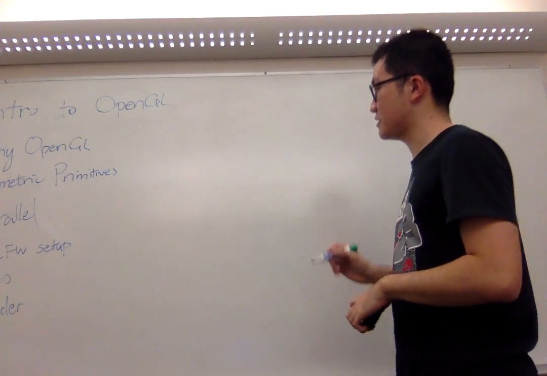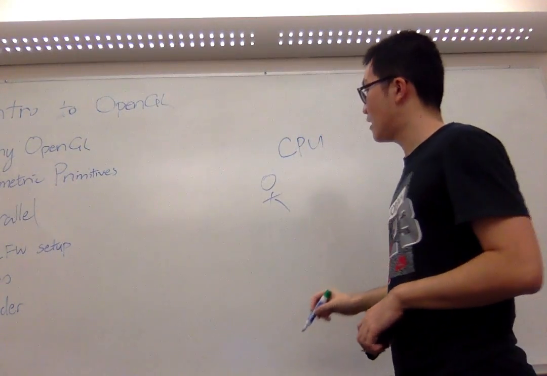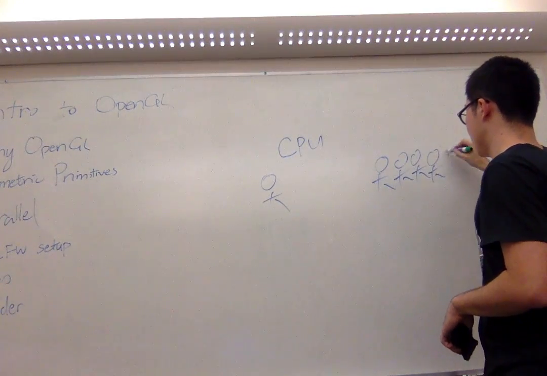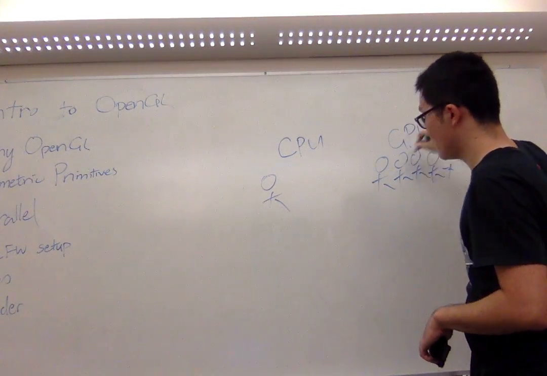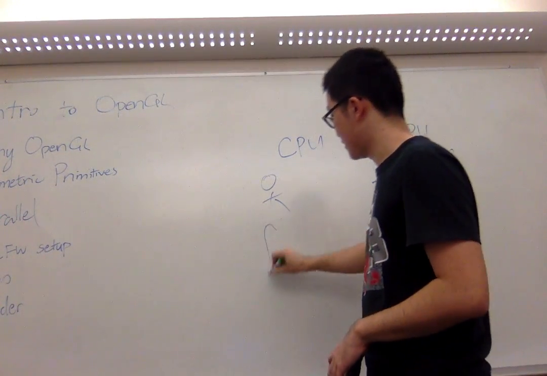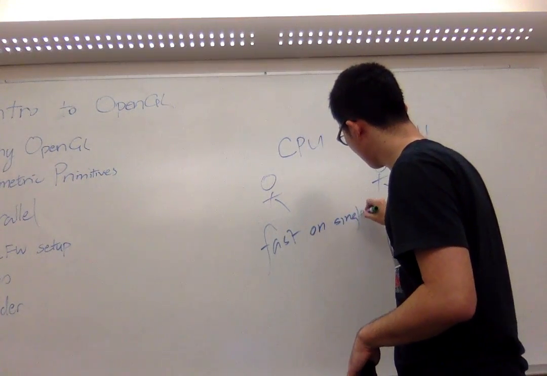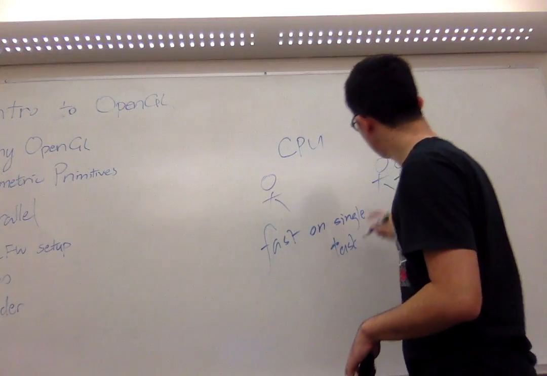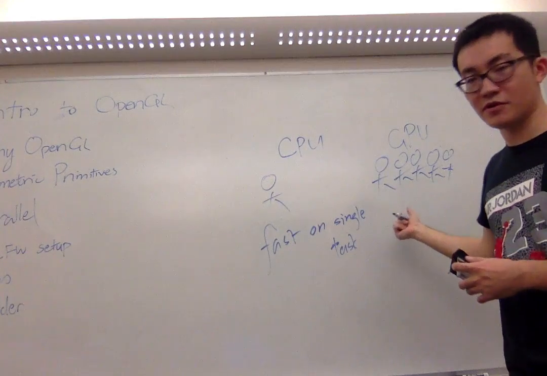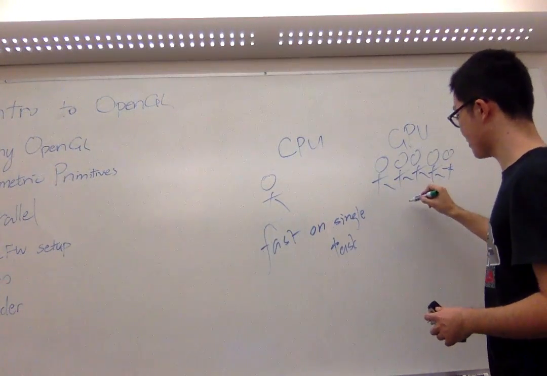And next, let's imagine that there's a guy called CPU. And there's a bunch of guys whose name is GPU. This guy is really smart. He can do things very fast. So he's fast on a single task. These people, although there are a lot of them, each individual of them is doing things relatively slowly.